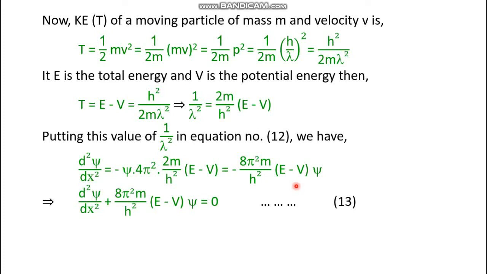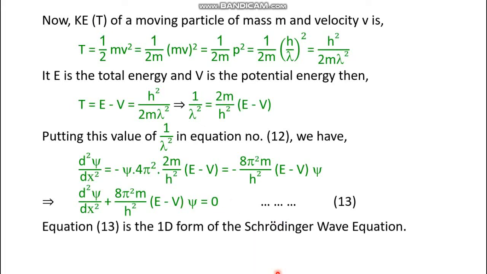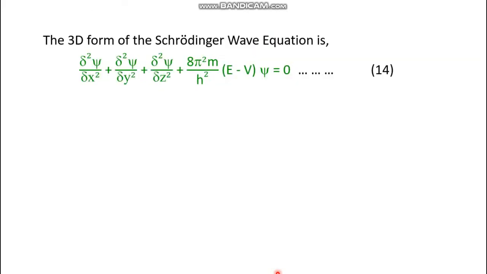When this equation is rearranged, with all the parameters taken to the left hand side, it takes the form of equation 13, which is the one-dimensional form of the Schrödinger wave equation. So let's block this. Now, following the one-dimensional Schrödinger wave equation, we can also write the three-dimensional Schrödinger wave equation, time independent. Along with del 2 del x square, we can add del 2 del y square and del 2 del z square, this operator, operating on psi. So it becomes finally del 2 psi by del x square plus del 2 psi by del y square plus del 2 psi by del z square plus 8 pi square m by h square into E minus V into psi equals 0. So equation 14 is the 3D form of the Schrödinger wave equation, time independent.